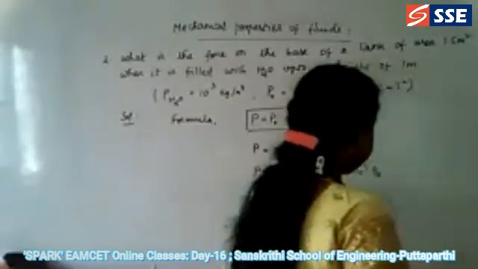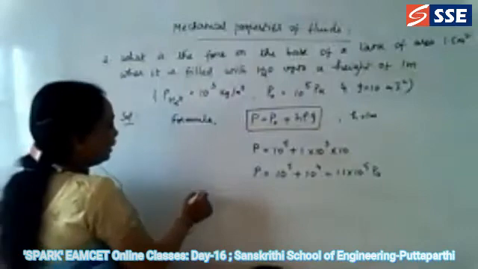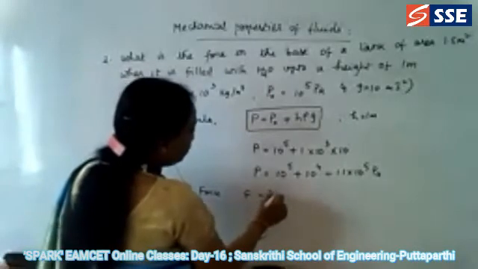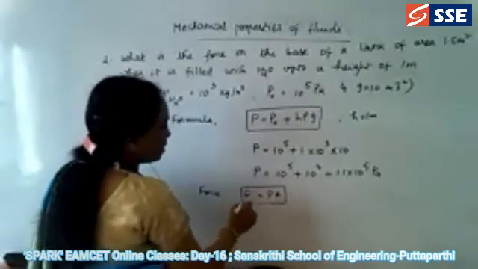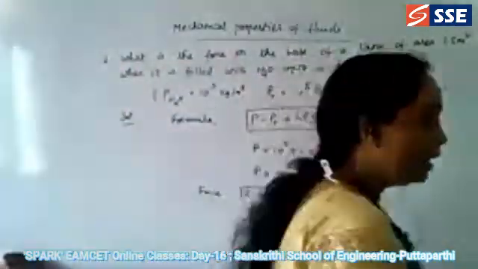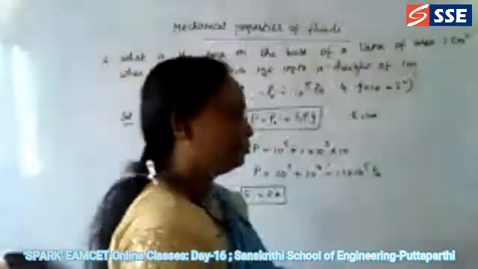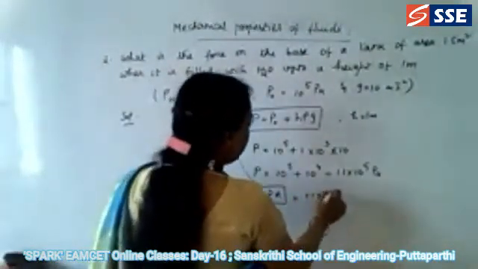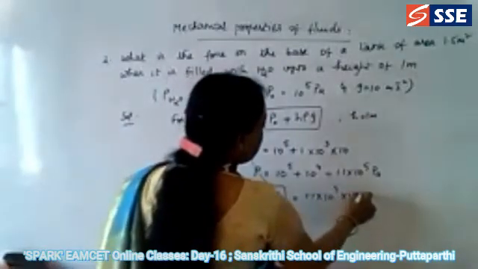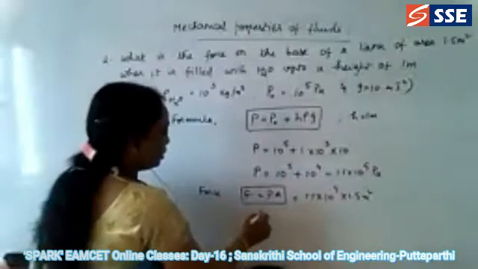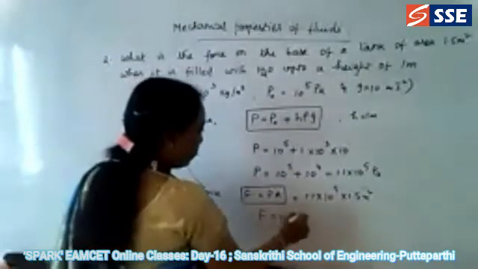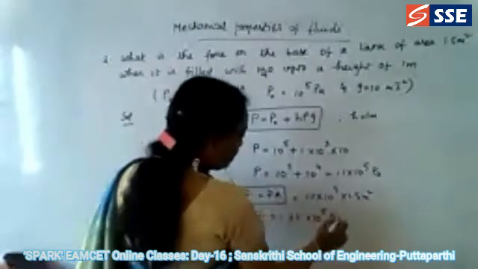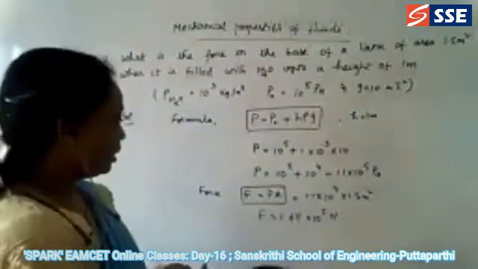And next, what is the force? Just now we have calculated the pressure, but the force is given by F is equal to P into A. So another formula: force is pressure multiplied by area. Pressure we have just calculated as 1.1 into 10 power 5 and the area is 1.5 meters square. Therefore force is equal to 1.65 into 10 power 5, which is measured in Newton.